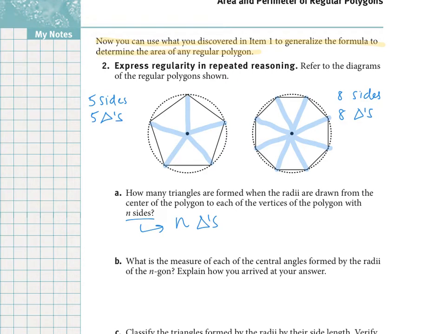Looking at part B, it says, what is the measure of each of the central angles formed by the radii of each n-gon? Explain how you found your answer. Well, this is very similar to the other problem that we did before. We had to take our entire circle and divide it by however many angles we're working with. So we're taking 360 and dividing it by n sides, or n triangles. Or we could say 360 divided by the number of triangles, which again we specified as n.